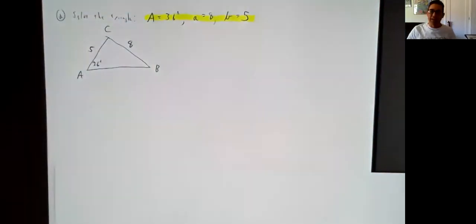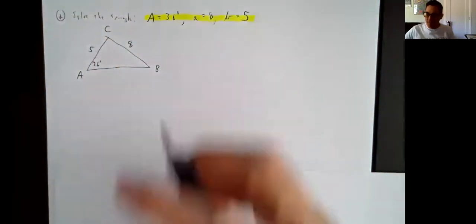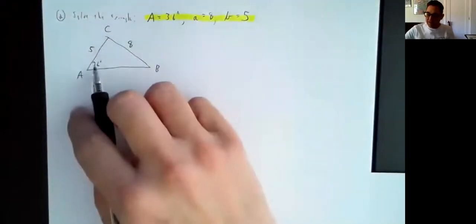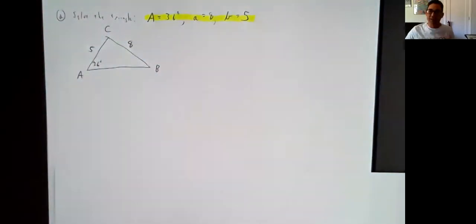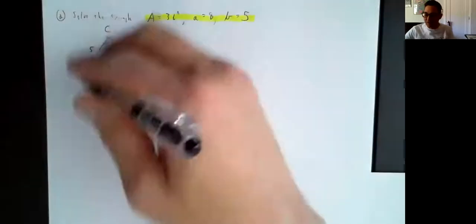So there's my drawing. Now yours might look a little different depending on where you put the A's, B's, and C's. But the important thing is the information should be, like the 5 and the 36 should be next to each other. The 8 and the 5 should be next to each other no matter how you drew your triangle.